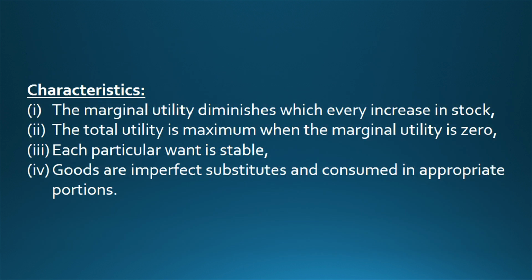Characteristics. 1. The marginal utility diminishes with every increase in stock. 2. The total utility is maximum when the marginal utility is 0. 3. Each particular want is stable. 4. Goods are imperfect substitutes and consumed in appropriate portions.